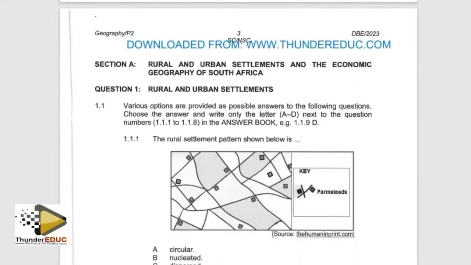Section A: rural and urban settlements, and the economic geography of South Africa. The first question is rural and urban settlement. The first question says, various options are provided as possible answers to the following questions. Choose the answer and write only the letter A to D next to the question numbers 1.1.1 to 1.1.8 in the answer booklet. For example, 1.1.9 D. So you just need to write something like that.